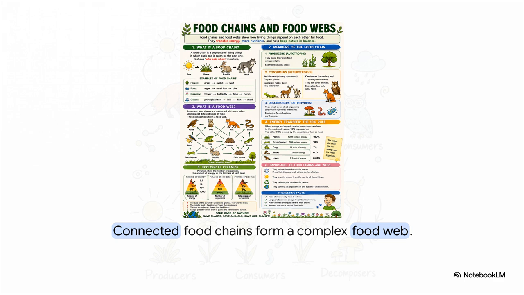A grasshopper eats plants, sure, but that grasshopper might get eaten by a frog or a bird or a mouse. And that mouse, it could be dinner for a snake, a fox, or an owl. This whole messy, interconnected map of who eats whom, that is what we call a food web. It's way more realistic when you're looking at how nature actually operates.